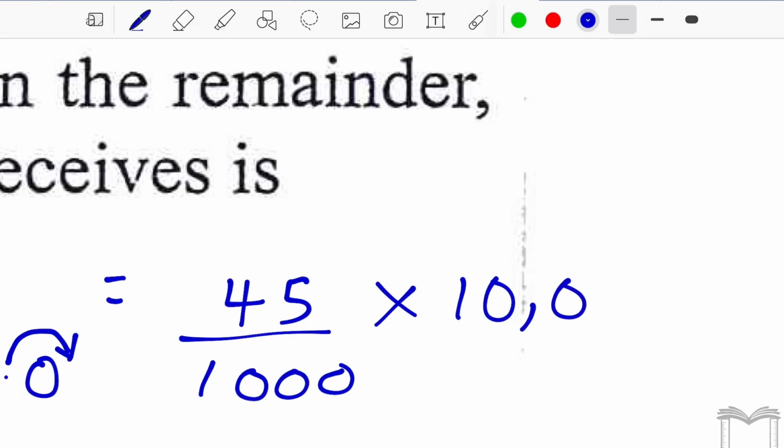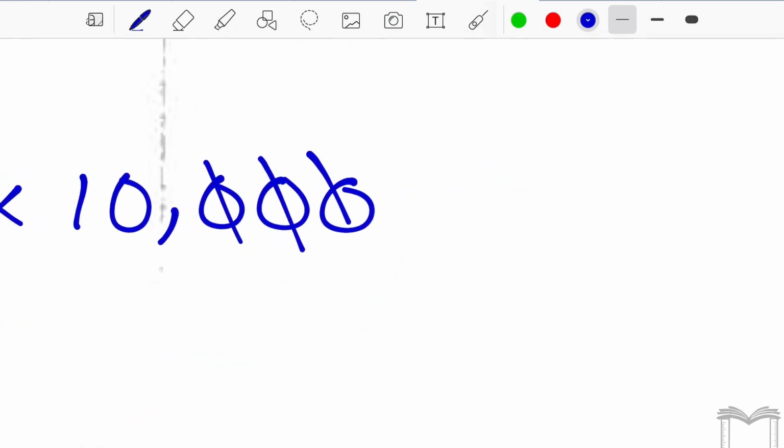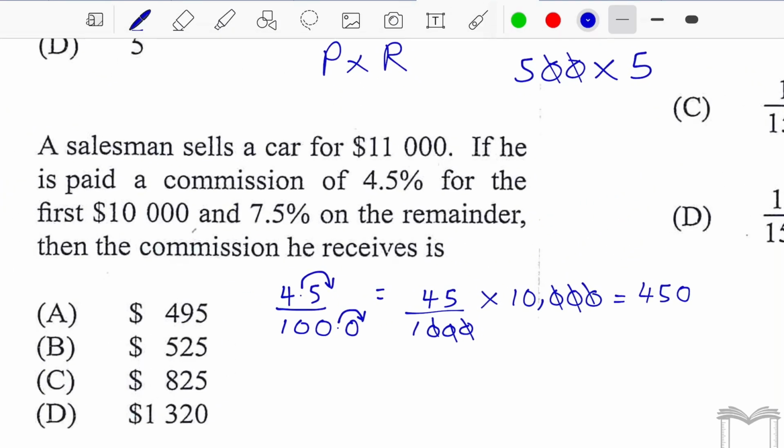Multiply by 10,000. So we cancel the zeros below, 1, 2, 3, with the zeros on top, 1, 2, 3. So 45 times 10 is 450. So that's the first 10,000.